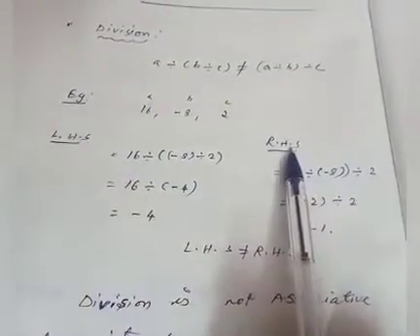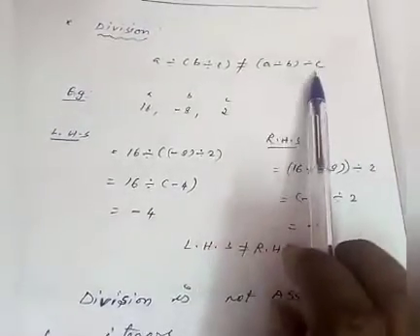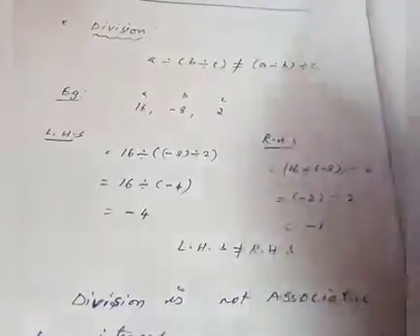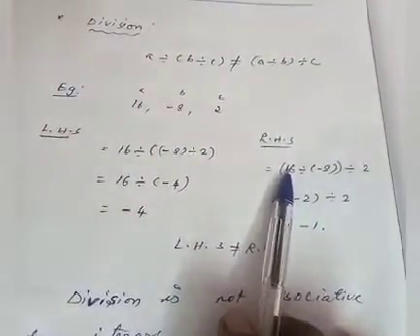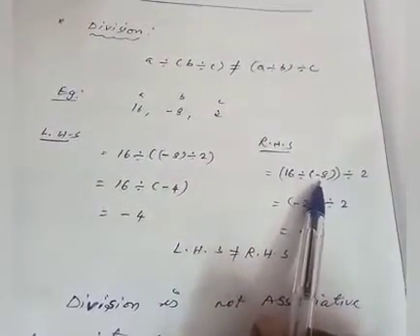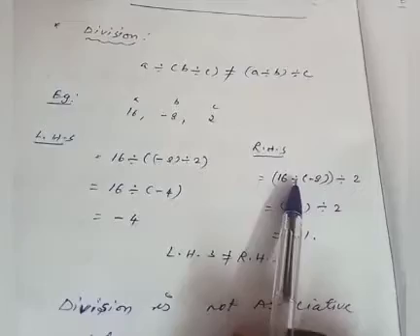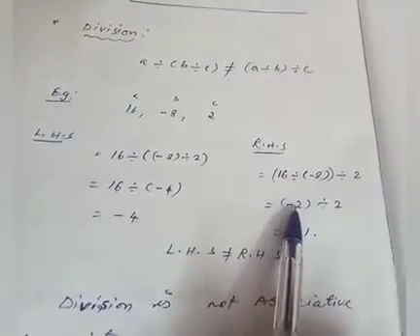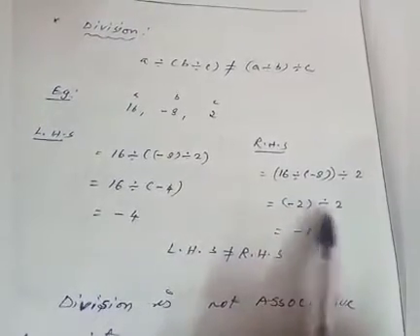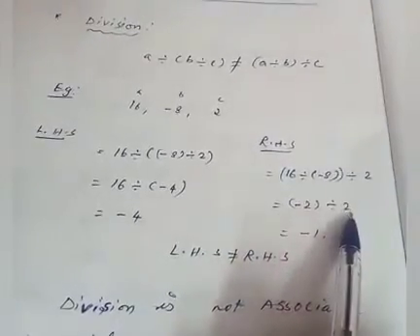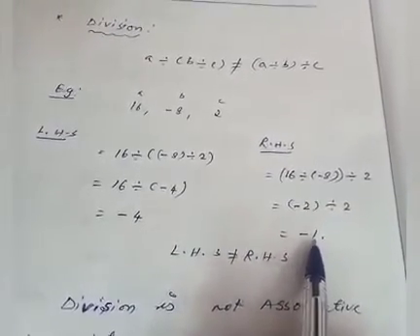What is the right hand side? a divided by (b divided by c). So a value is 16 divided by b value is -8, then c value is 2. -8 divided by 2 is -4. Positive integer divided by negative integer is negative integer. So 16 divided by -4 is -4. So the answer is -4.